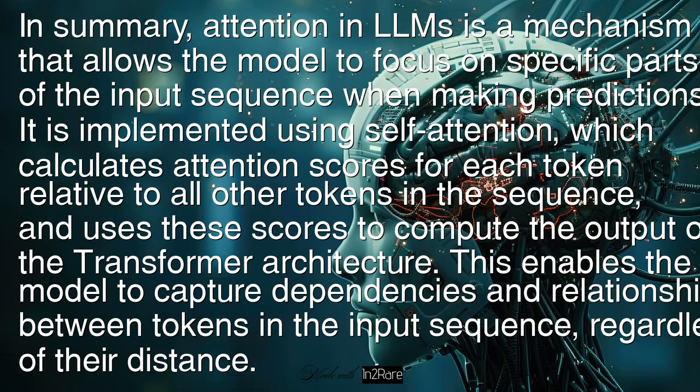In summary, attention in LLM is a mechanism that allows the model to focus on specific parts of the input sequence when making predictions. It is implemented using self-attention, which calculates attention scores for each token relative to all other tokens in the sequence, and uses these scores to compute the output of the transformer architecture. This enables the model to capture dependencies and relationships between tokens in the input sequence, regardless of their distance.